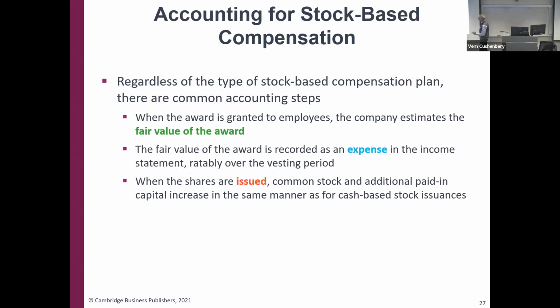Here are the rules for doing that. We record that expense at its fair value when issued. Fair value is what we use the Black-Scholes options pricing model to determine. And then the when issued, that's not difficult to determine. When issued is when we post that to the employee's account.